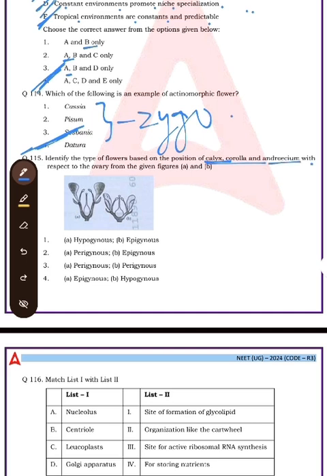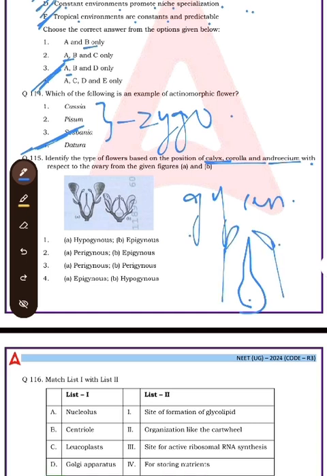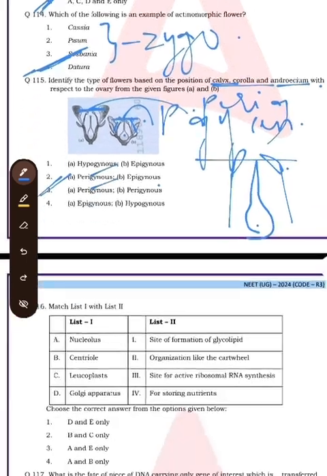Identify the type of flowers based on the position of calyx, corolla, androecium, ovary. So what is this type of flower? First, let's see. If gynoecium is situated in the center and other parts are on the rim of thalamus, almost at the same level, this kind is perigynous. So this is perigynous. And next, both the diagrams show perigynous condition only. This is also situated at the rim of thalamus and the gynoecium is at the center. So this is also perigynous. So both are perigynous, the third option.